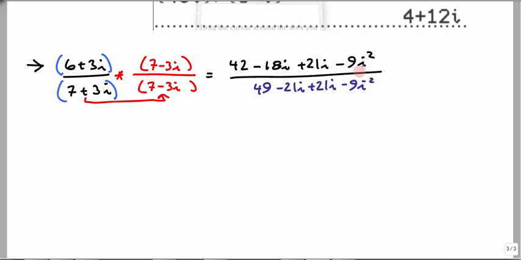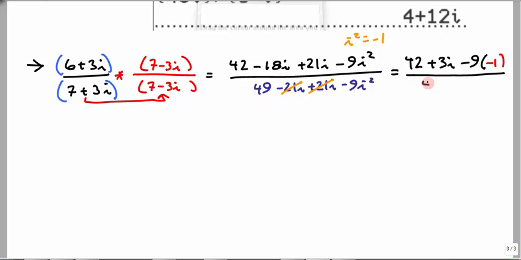Now don't have any temptation to cancel these. You can't cancel terms, you can only cancel factors. But I do see that these negative 21i and positive 21i cancel. And recall that i squared is equal to a negative 1, so I can involve that in this step as well. Negative 18i plus 21i is a positive 3i. Negative 9 times a negative 1, because i squared is that negative 1.